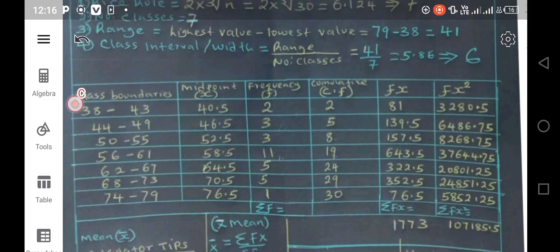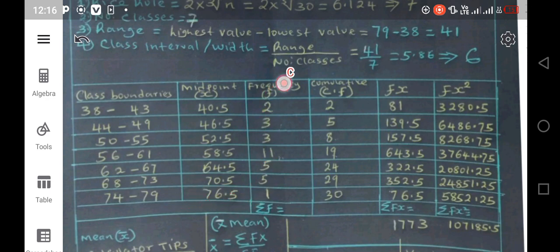The next step, you just find the midpoint. Midpoint is gotten by, for example, the first one, 8 plus 43 divided by 2, you get 40.5. Whenever you add these class boundary numbers and divide by 2, you're going to get these decimal numbers. For example, 74 plus 79 divided by 2, 76.5.